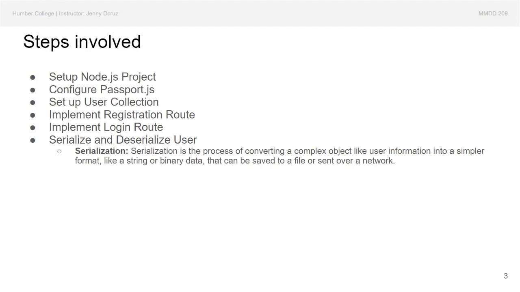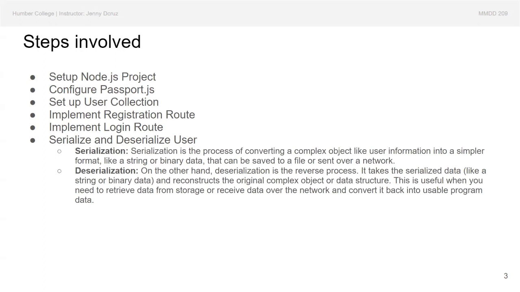Okay. Now, in order to send any information back or the other way around, we will perform deserialization, which is the reverse process, and it takes the serialized data from our session, from our browser, and reconstructs it into that user object that we require in order to retrieve data or store data or receive any information over the network, and convert it back into information that your computer or your server code can read.